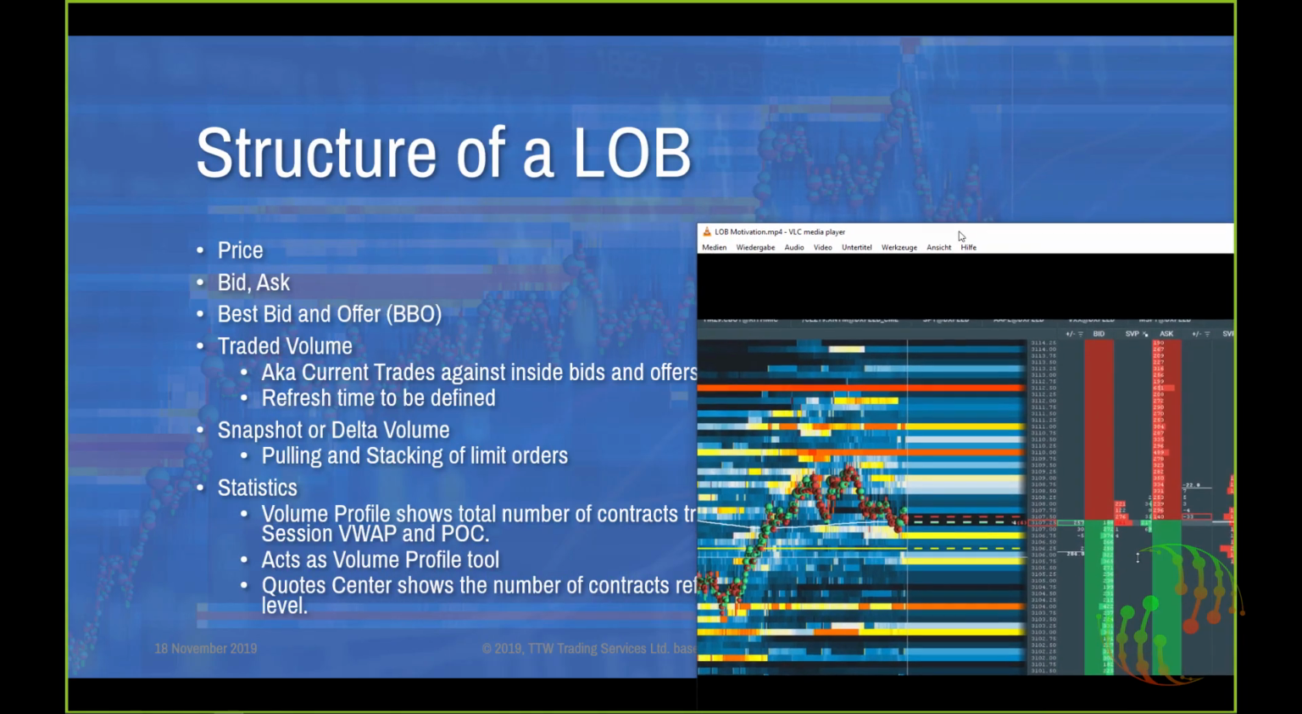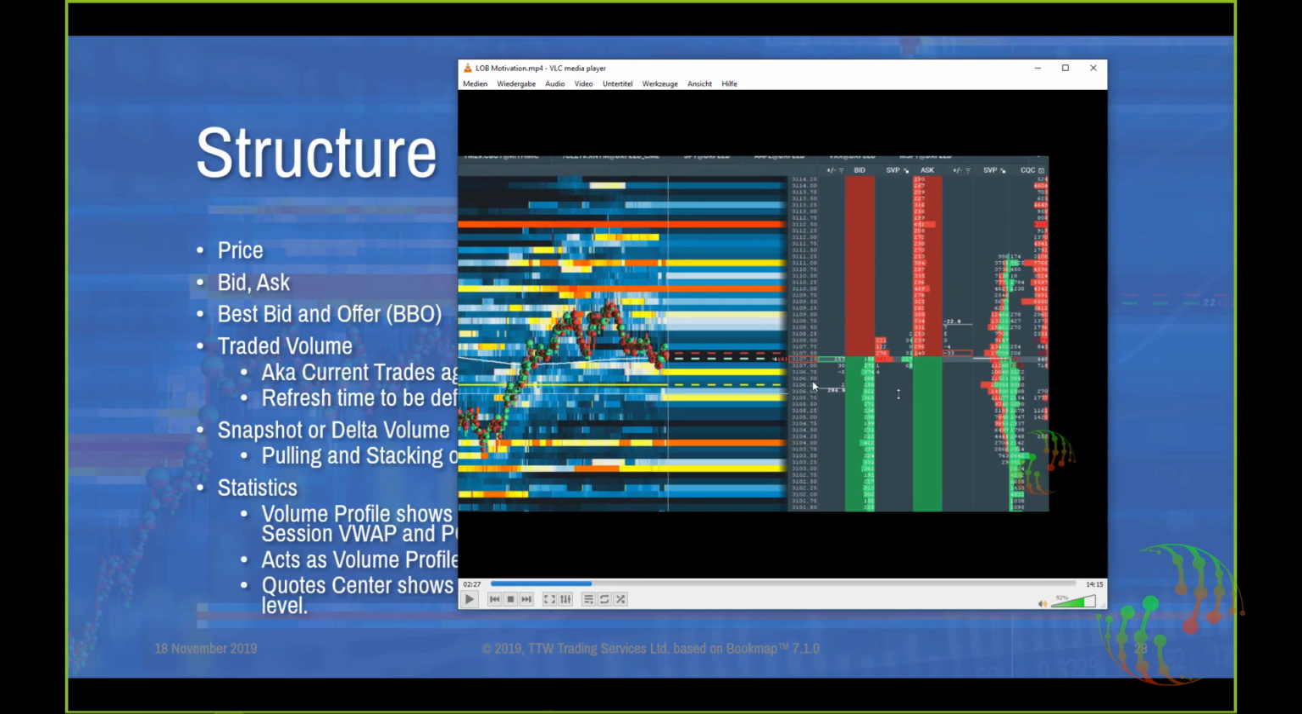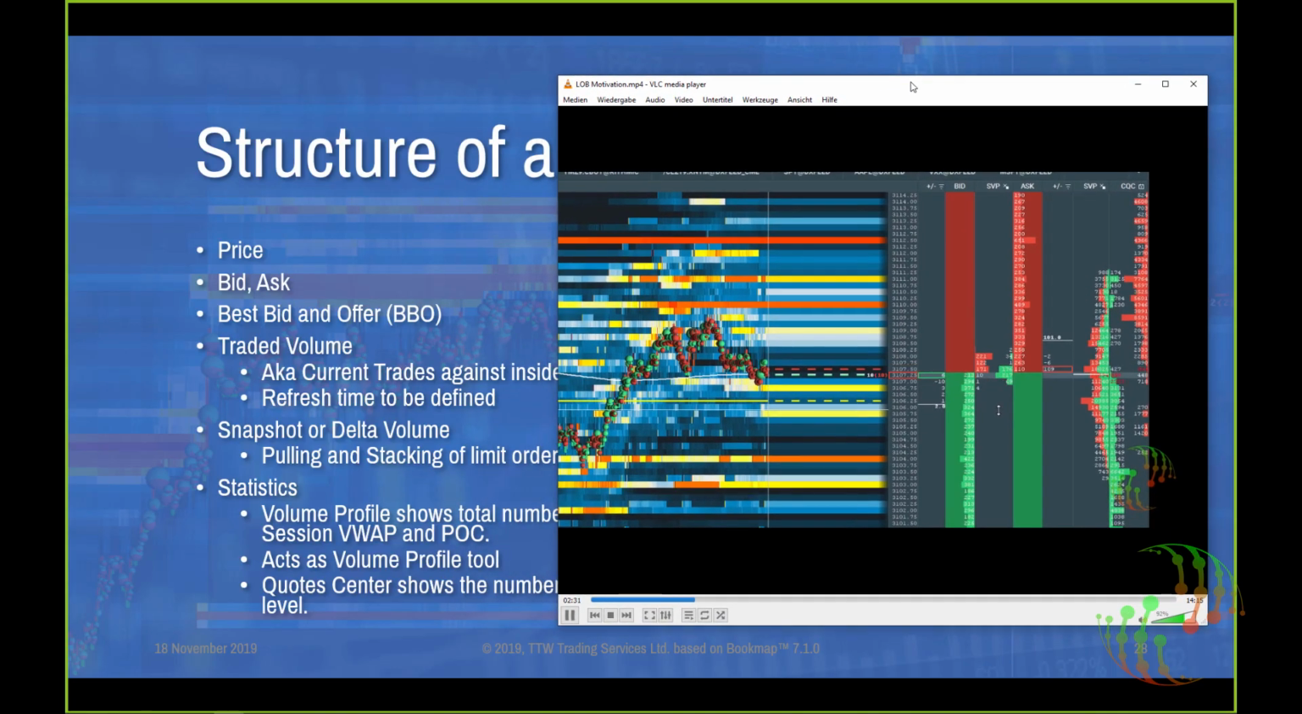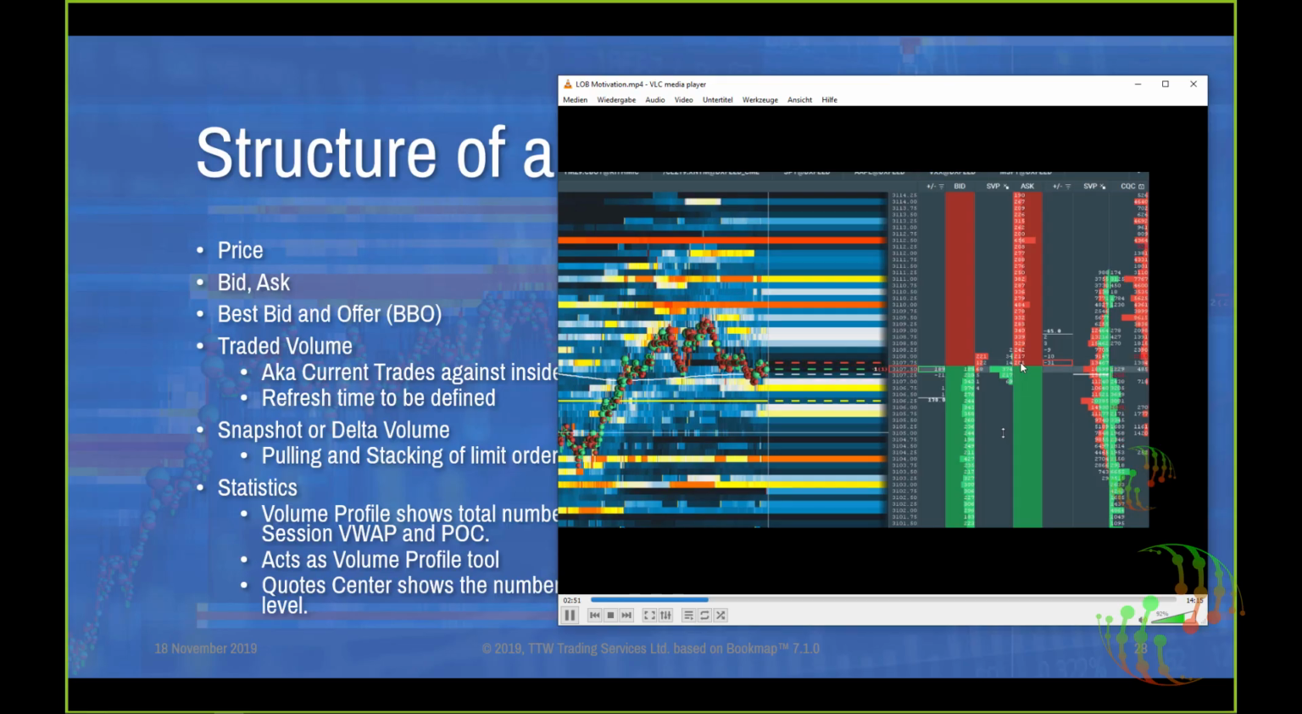In the limit order book, the structure is that we have a price here. We have a bid column. We have an ask column here. We have the traded volume here. This is the traded volume. And these numbers are refreshed every time buyers or sellers come in, or the aggressors. These are the aggressors here, when they enter the market and trade with either the buyers on this side or the sellers on this side.